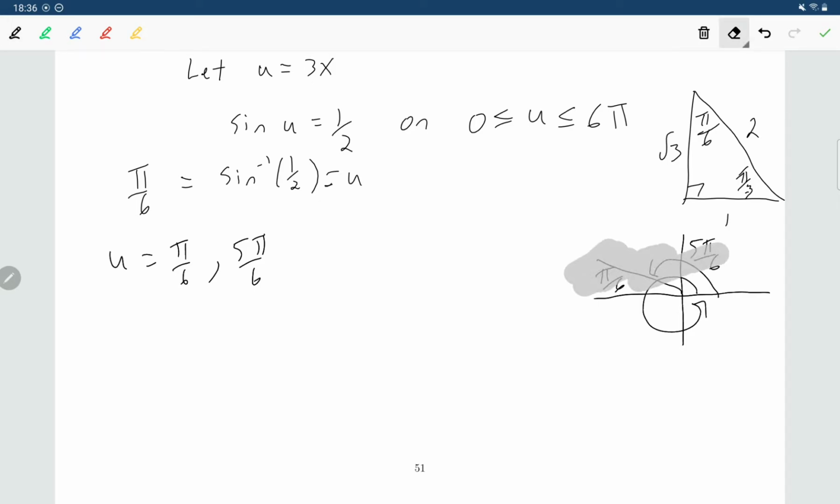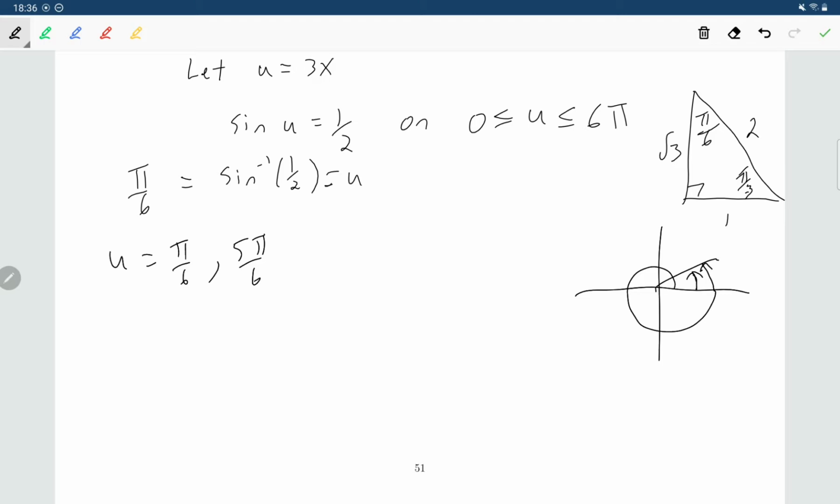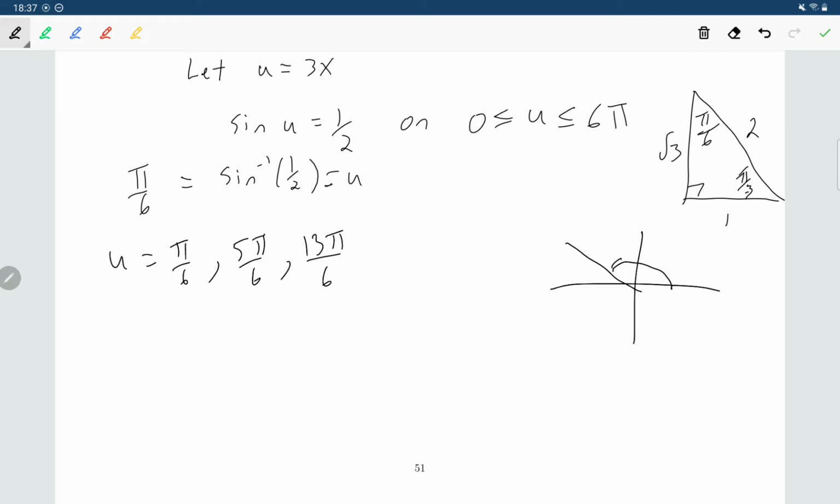Now, of course, we're looking at all the values within 3 full revolutions. So in addition to pi over 6, you could also have 2 pi plus pi over 6, which is the same thing as 13 pi over 6. You could also have, just in the same way that you had 5 pi over 6 as one of the angles, a full revolution plus 5 pi over 6, which is 17 pi over 6.